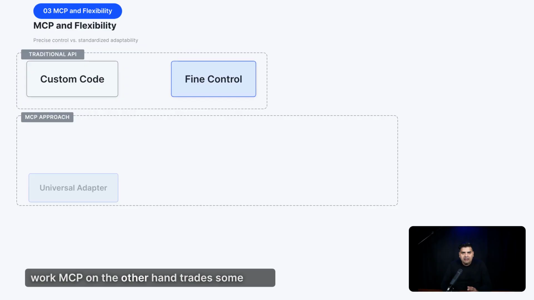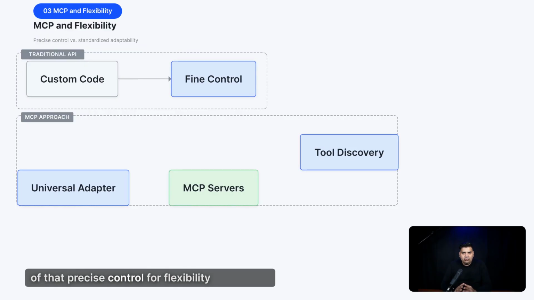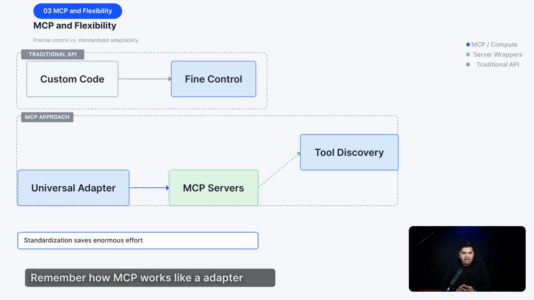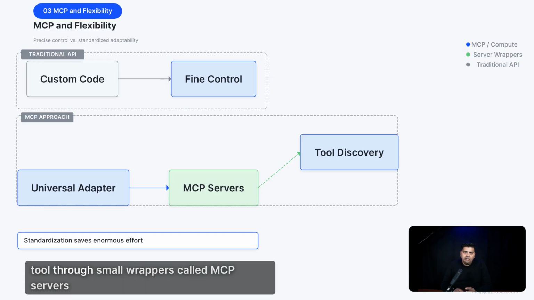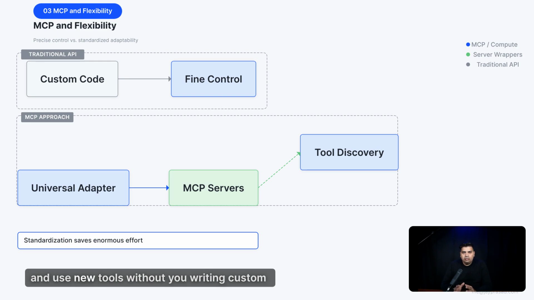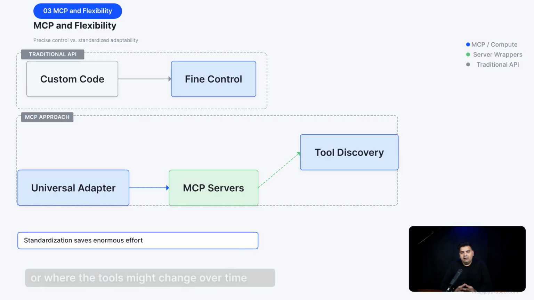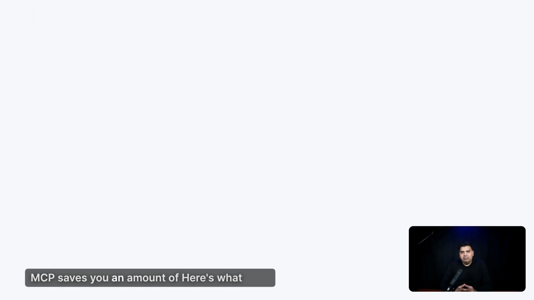MCP, on the other hand, trades some of that precise control for flexibility. Remember how MCP works like a universal adapter, giving AI a standard way to connect to any tool through small wrappers called MCP servers. That standardization means your AI can discover and use new tools without you writing custom code for each one. If you are building a system where your AI needs to interact with lots of different tools, or where the tools might change over time, MCP saves you an enormous amount of effort.